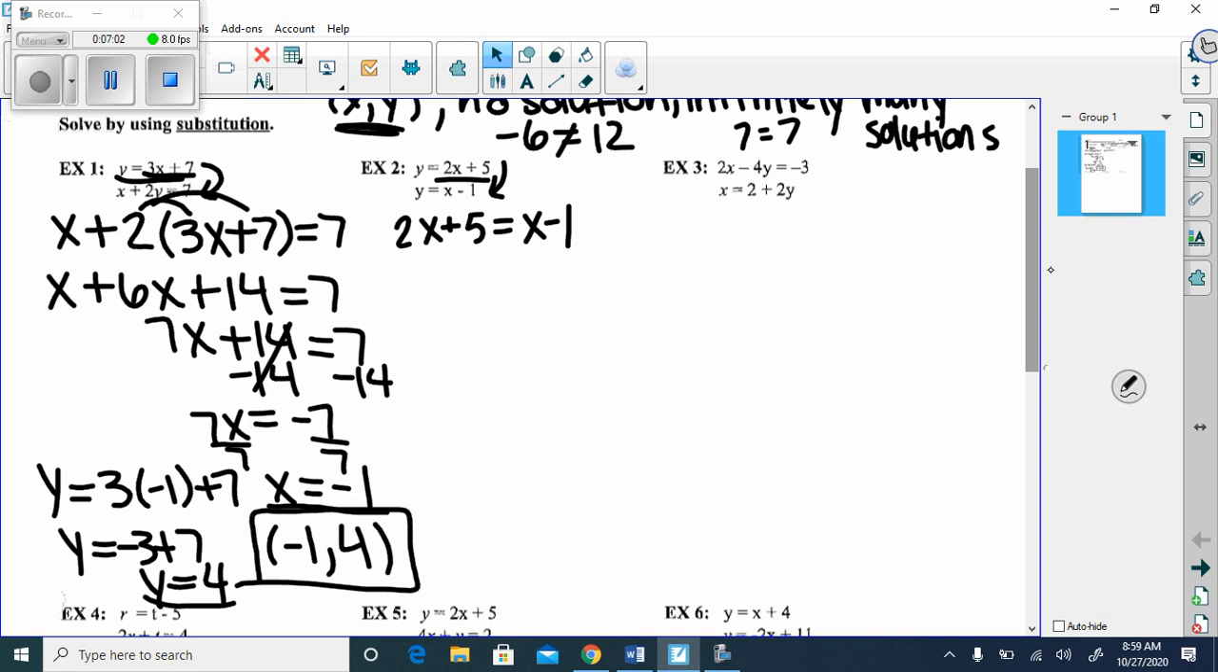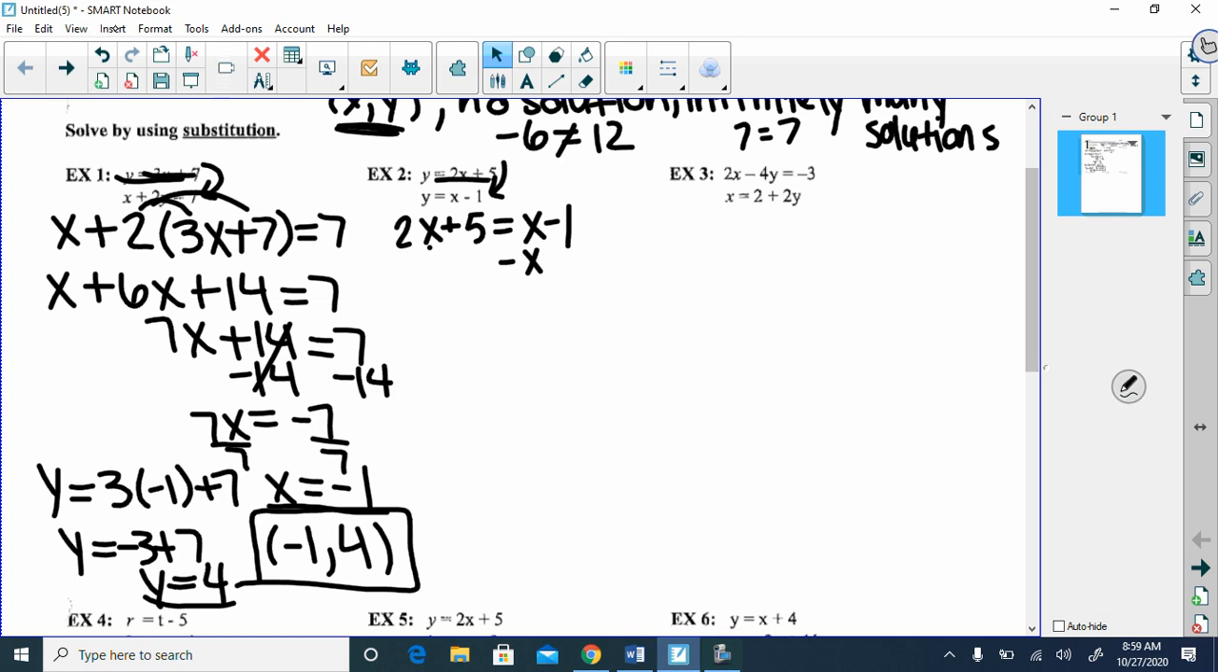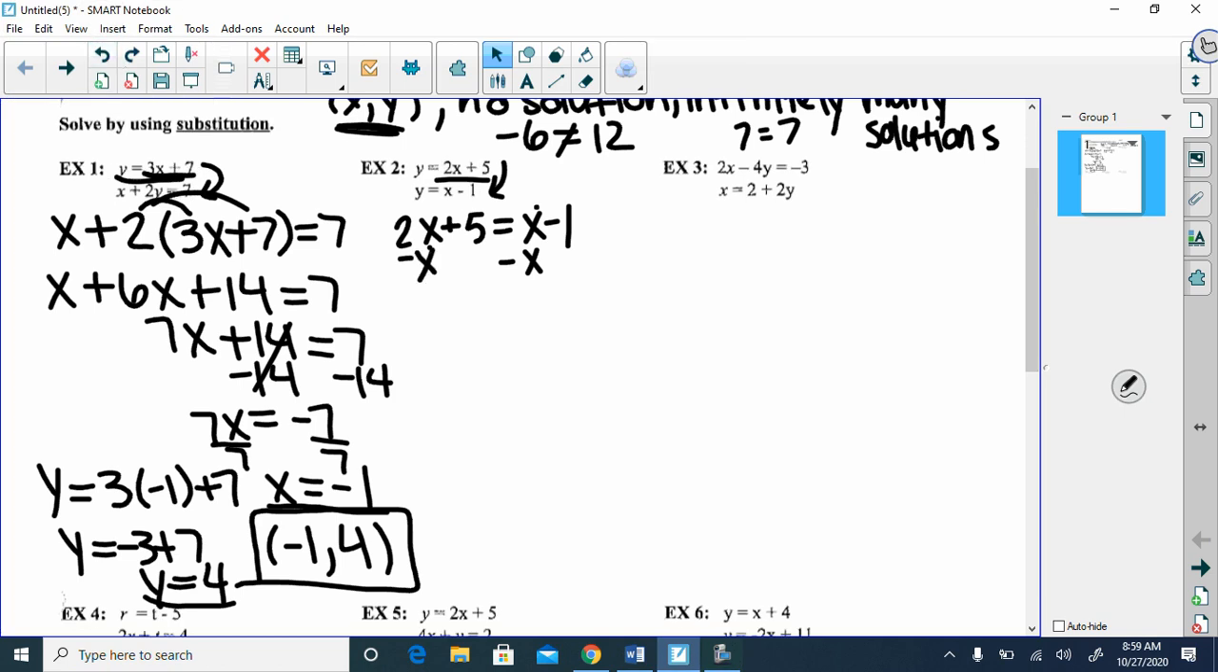Okay? So if I'm going to solve this, what do I do first? Good. I'm probably going to want to move this x over here. So 2x minus x leaves me with 1x. Then I got to move the 5 to the other side. How would I do that? And negative 1 minus 5 gives me, good. Okay, so I found my x value.